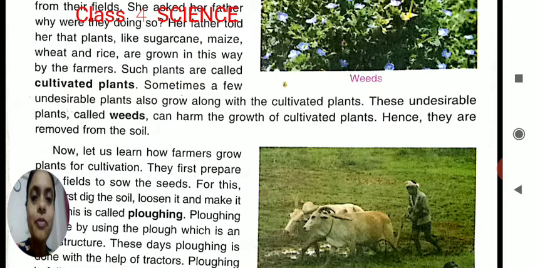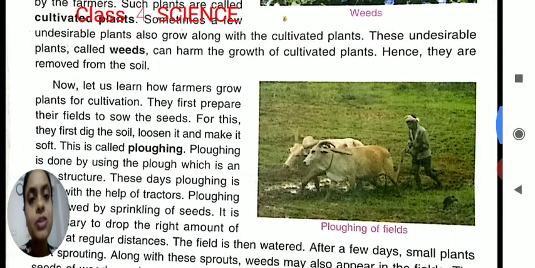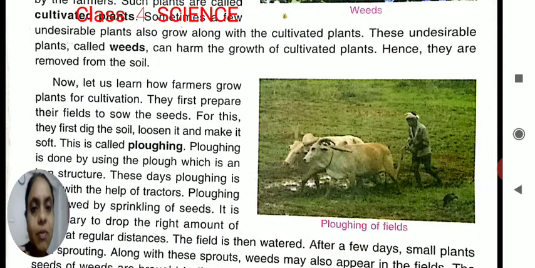Farmer used to do farming on its field. And in this process, in the farming process or in the process of cultivation, many things happen, because they first prepare the fields to sow the seeds. Then what is the meaning of sow? Yes, the meaning of sow is to put the seeds in the soil to make it grow.